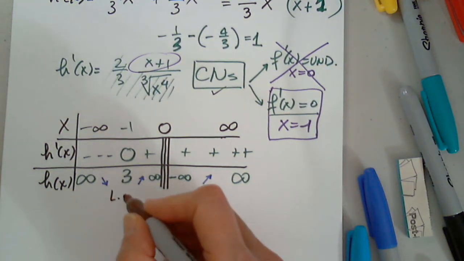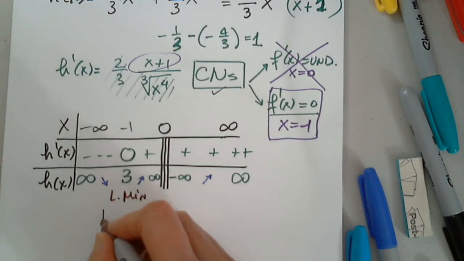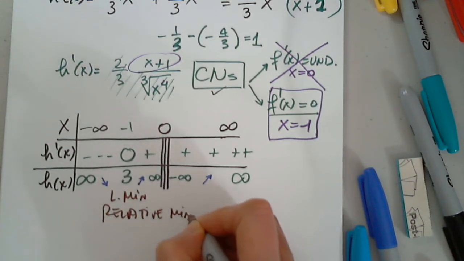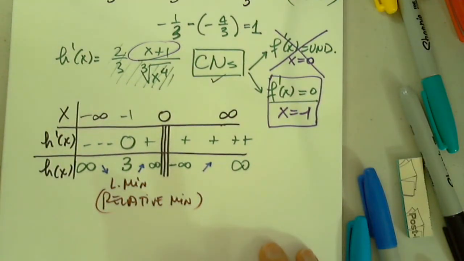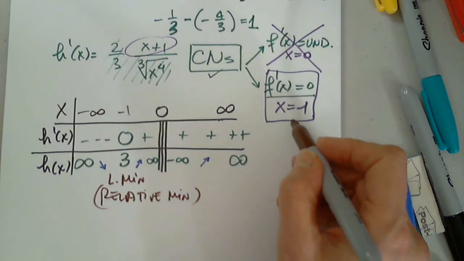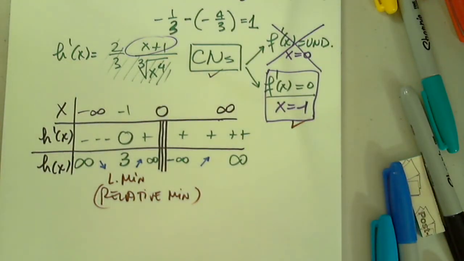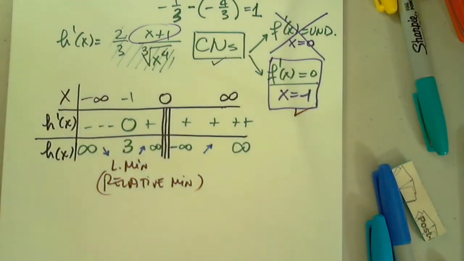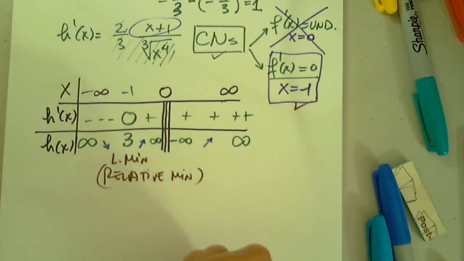Very good. Local minimum, also called relative minimum, same thing, whatever you want. So local or relative, they mean the same thing. So this critical number turned into a max min, specifically into a min. And that's basically half of this chapter. If you understand that, you understood half of the chapter, chapter 4.